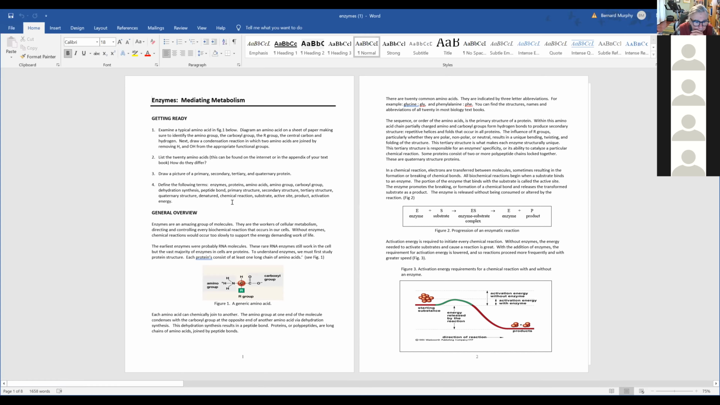A chemical reaction, a substrate, active site, product, activation energy. So let me define those by talking about how an enzyme works.